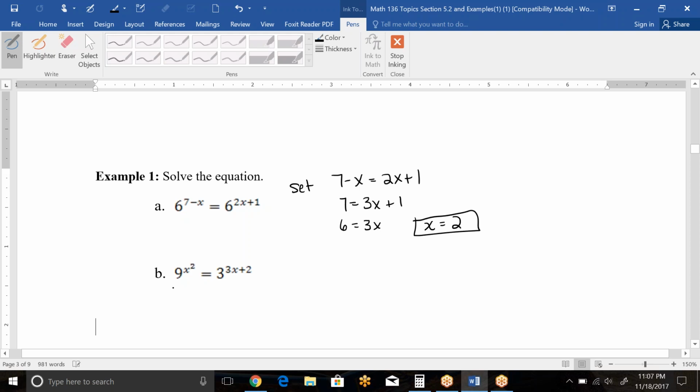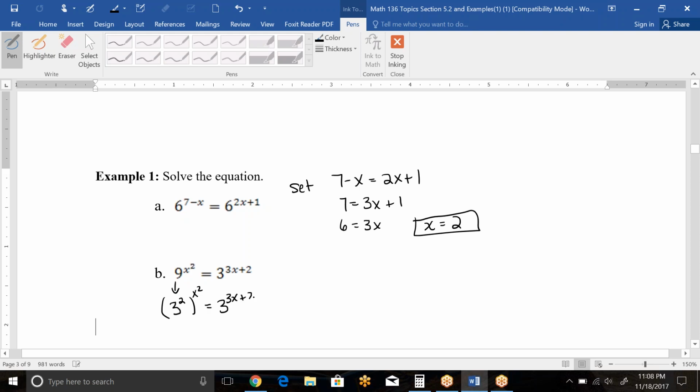Notice that in part B, it's not the same base, but 9 can be rewritten as 3 to a power. So as long as you can rewrite it as that base to another power, you can get this to work. You cannot divide anything out or make this one bigger. You can only rewrite a number as something to a power.